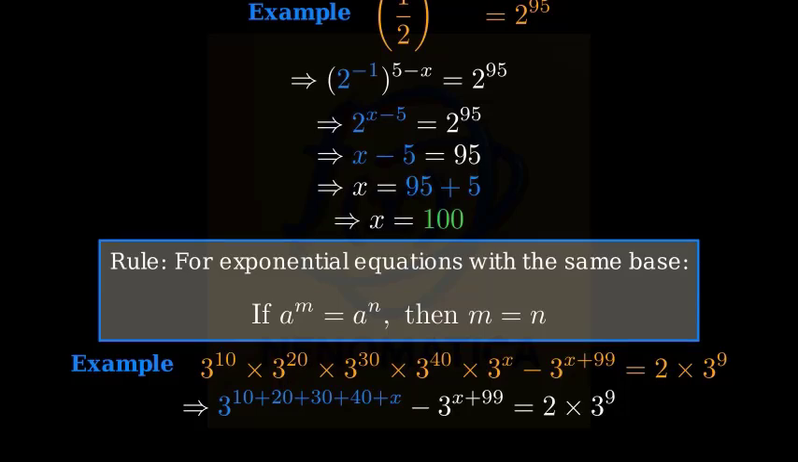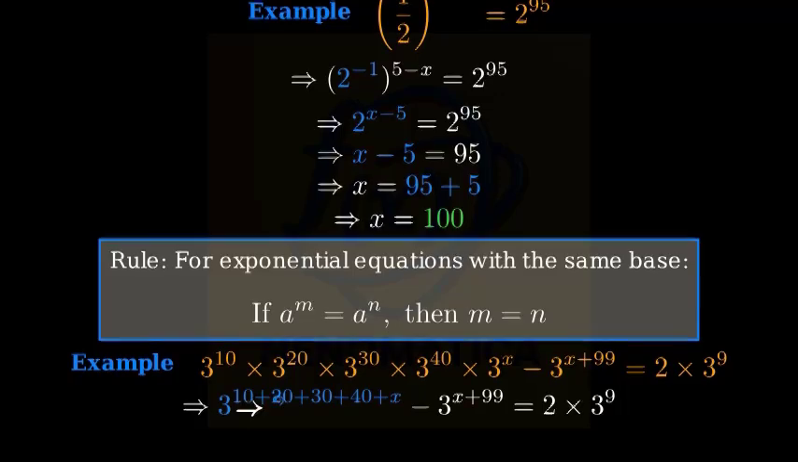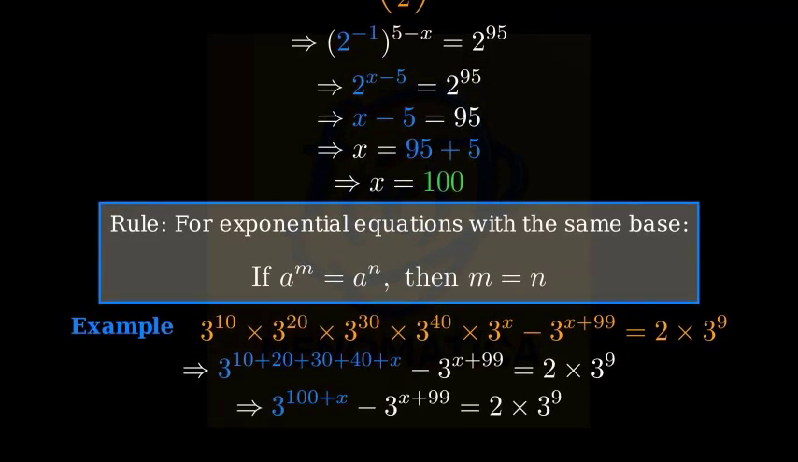Using the product rule of exponents, when we multiply powers with the same base, we add the exponents. So 3^(10 + 20 + 30 + 40 + x) minus 3^(x + 99) equals 2 times 3^9. Next, let's add up the exponents in the first term. 10 plus 20 plus 30 plus 40 equals 100. So we have 3^(100 + x) minus 3^(x + 99) equals 2 times 3^9.